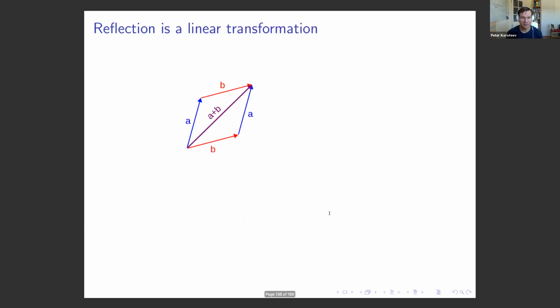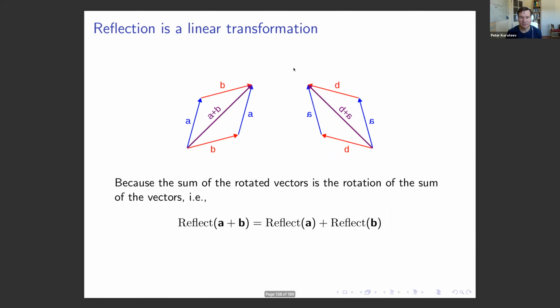Reflection. Let's take two vectors, take their sum, and that's the reflection here, relative to the mirror, which goes vertically. So clearly it's also a linear transformation, right? The sum of the reflected vectors is the reflection of the sum of the vectors. Reflection of A plus B is equal to reflection of A plus reflection of B. And it preserves the rule of linear combinations.